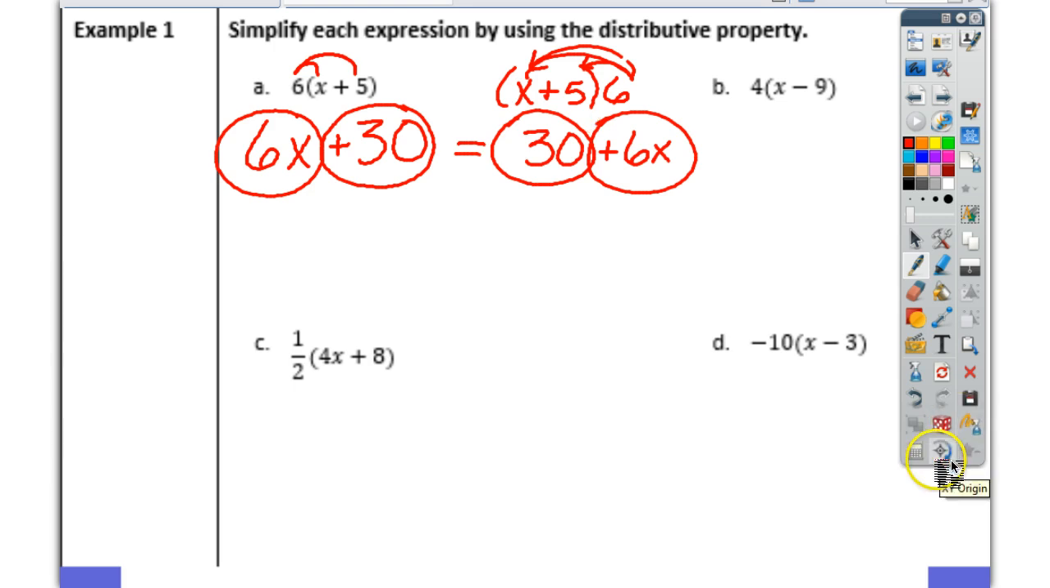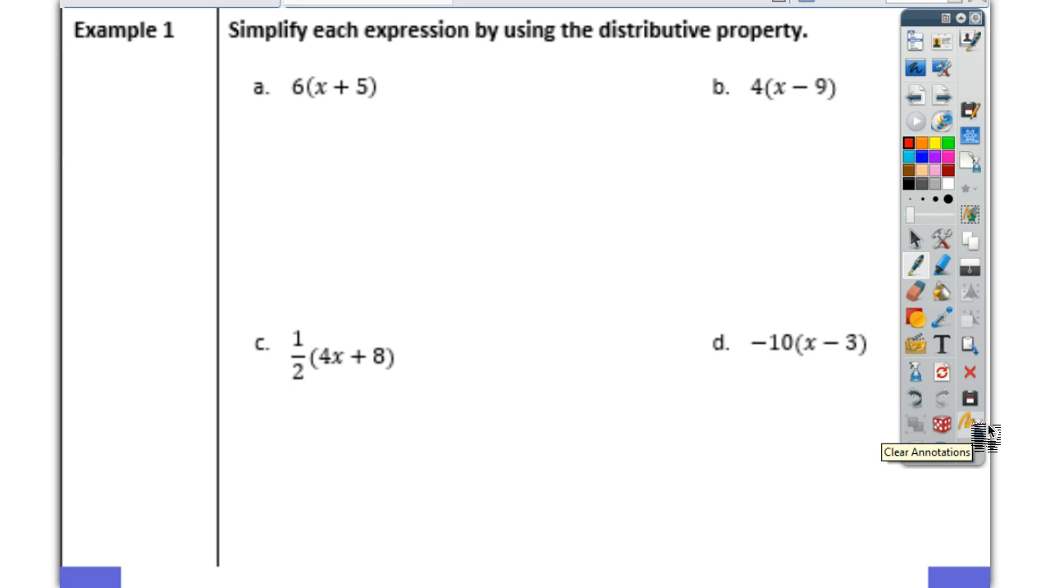All right, how about B? What do I need to do first? 4 times x. Yep. Positive 4x. Exactly. Positive 4x. Then what? 4 times negative 9. 4 times a negative 9 is? Negative 36. Exactly. A positive times a negative. So some people want to go plus a negative 36. No, you got to pick. Which one is it? Negative. Right. We don't put a plus and a minus. Minus 36. We just tell right off the bat, what is it? Positive times a negative is a negative 36.